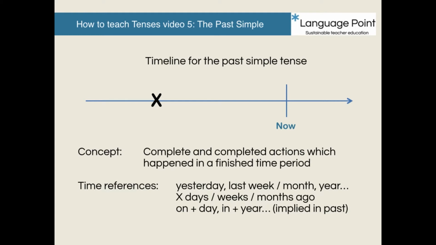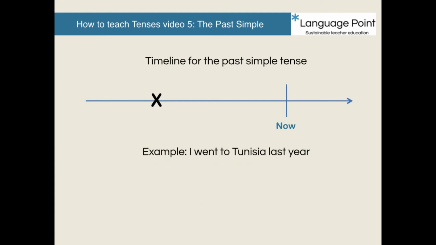So we can use the past simple. For example, we could use the sentence, I went to Tunisia last year. Last year is a finished time, 2018 is finished now, it's 2019 now, and we would have to mention this to check that the students understand that we're talking about the real now, so we're looking back into the past for the finished time period 2018.